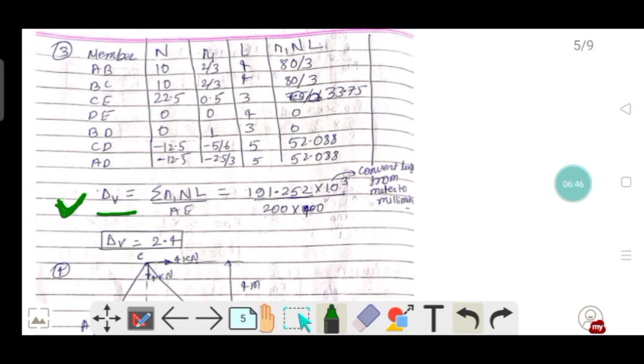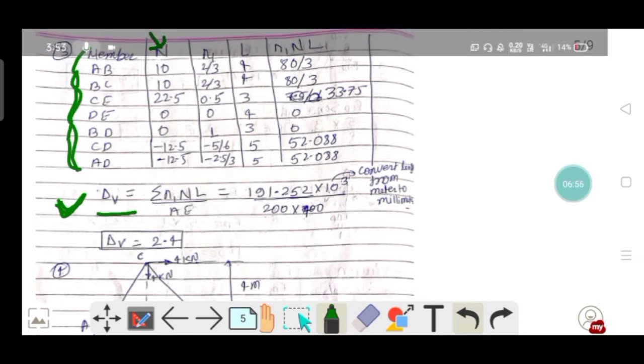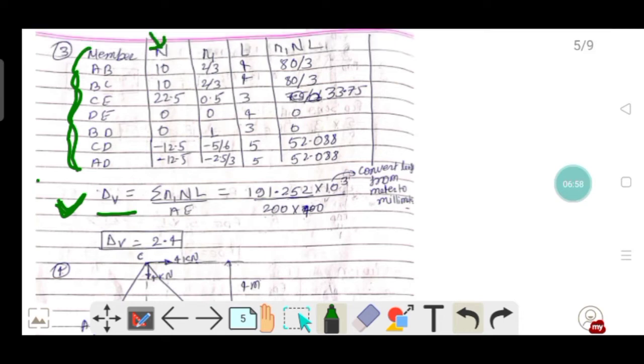The formula is summation of N1 N L upon AE, where N is the member force in the following members. In this column the member force due to external load is written. So N represents the member force due to external load, N1 represents the member force due to unit load, and L represents the length of the following members, that is length of member AB, length of member BC, and so on.